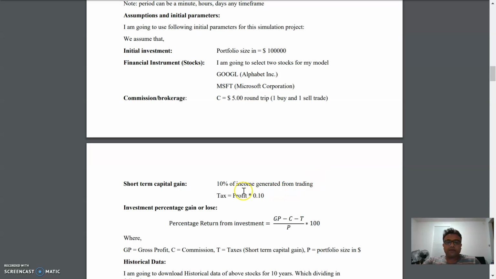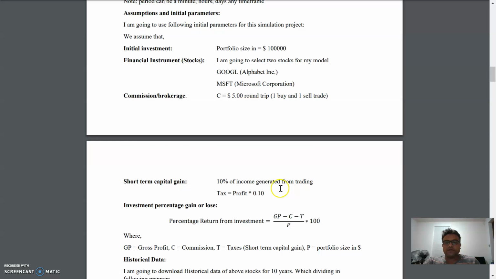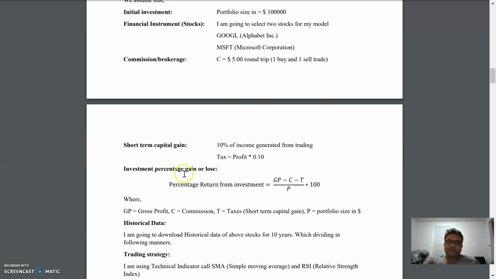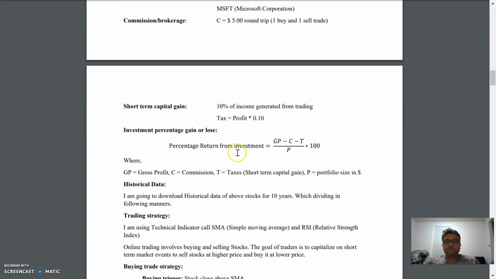For short-term capital gain, I have decided to use 10% at the end of the year. So whatever profit we make, we have to pay taxes on that, and we can calculate the percentage of gain or loss by using this formula. We subtract the commission and taxes from the gross profit, divide that by the portfolio size, and multiply by 100. So these are the basic assumptions I am using for the model.